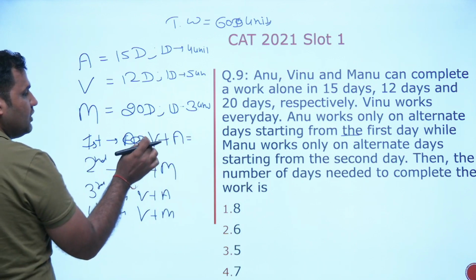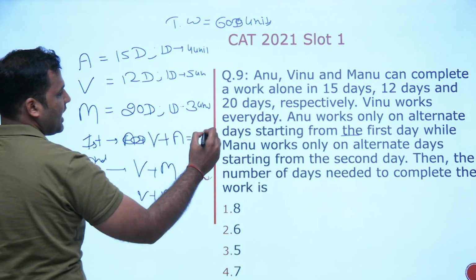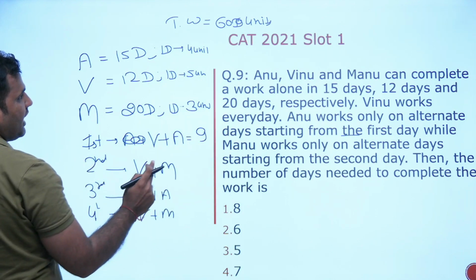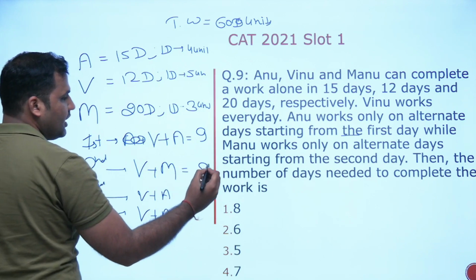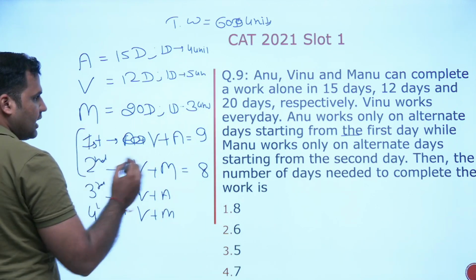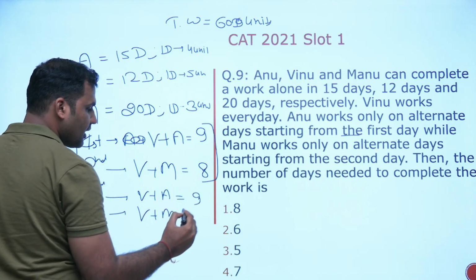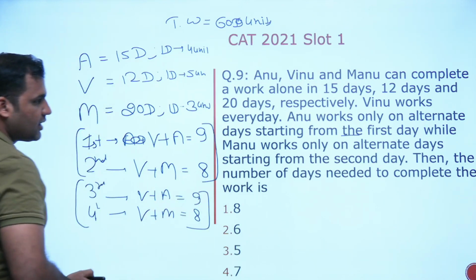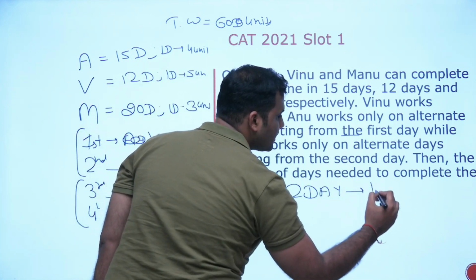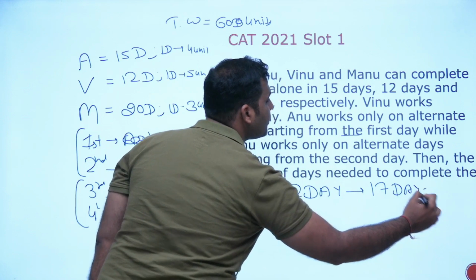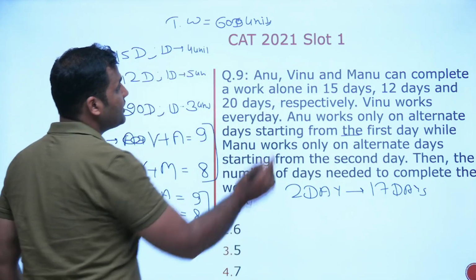राइट. So Vinu and Anu, you can see now here, are doing 5 plus 4, 9 units of work. Vinu and Manu, you can see here, are doing 8 units of the work. So see that 2 दिन के अंदर 17 यूनिट्स का काम होगा. नेक्स्ट 2 डेज में भी 17 यूनिट का काम. So see that 2 डेज में 17 यूनिट का काम हो रहा है. I am supposed to find out कि टोटल काम कितने दिन में खत्म होगा. टोटल वर्क इज 60 यूनिट्स.